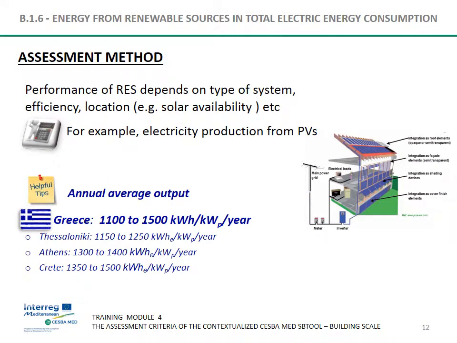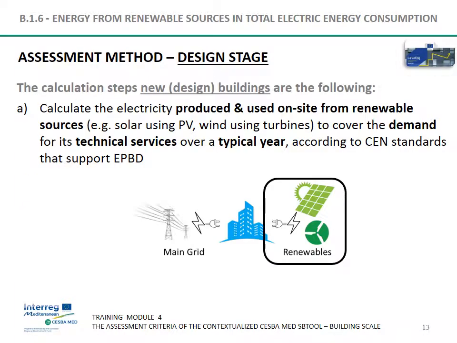Here is an example of the average annual output for Greece and other big cities. So at the design stage we can calculate the energy produced and used on site from renewable energy sources. We also know the total amount of energy used which will be used from the grid, from which we can compute the ratio.